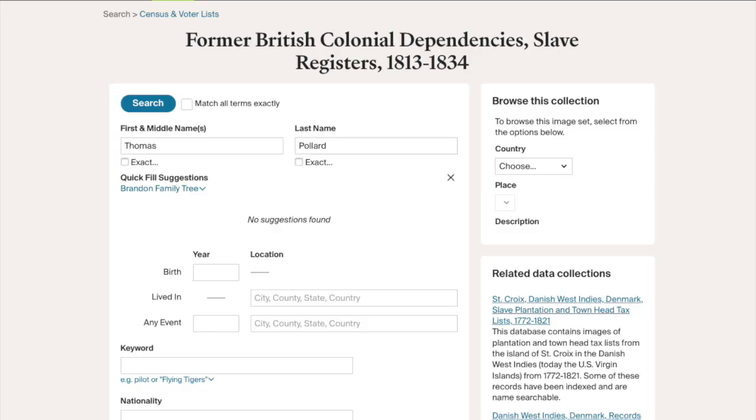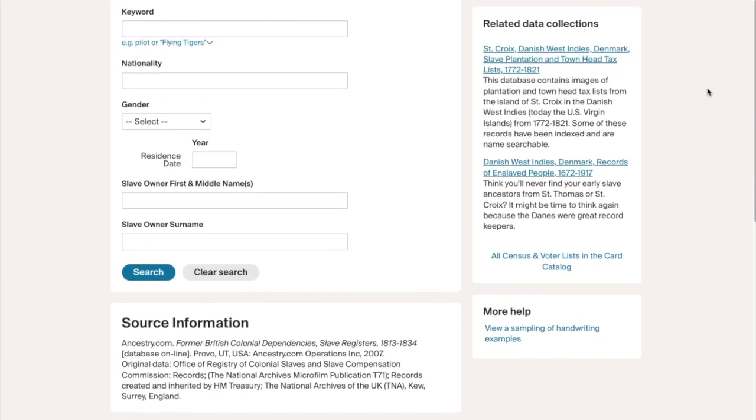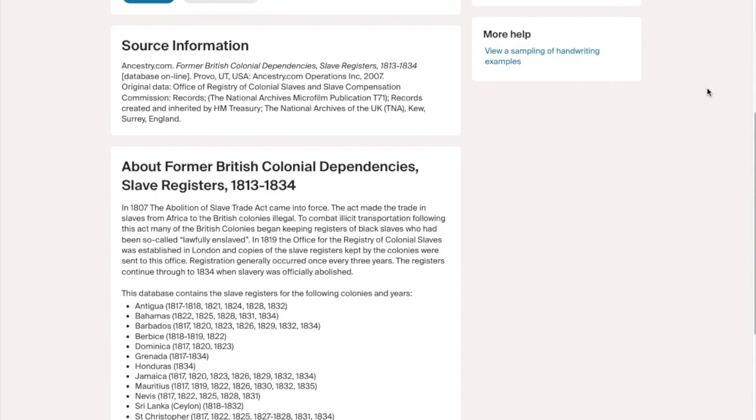So the first thing that we want to do is go ahead and go to those former British Colony Dependency slave registers, which are from 1813 to 1834. And as the Ancestry site explains, as the Abolition of the Slave Trade Act came into force in 1807, they wanted to clamp down on people being brought in illegally into the British West Indies. And so they started to make sure, starting in 1819, that enslaved people were being registered. And we actually see it starting a little bit earlier in some of the colonies, including Barbados in 1817, and it was done every 3 years.